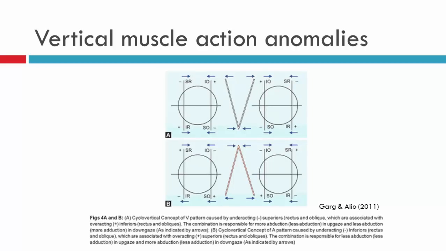Here I've also given you a diagrammatic representation of the secondary actions of the extraocular muscles and how they lead to an A and V pattern by Garg and Alio. So in looking at this, what we can see is this is the right eye, this is the left eye, and what it's indicating is, as an example, the right superior oblique. The superior oblique is an abductor, the inferior rectus is an adductor, and if you have an underaction of the superior oblique, an overaction of the inferior rectus, we're expecting that we'll see a V pattern.